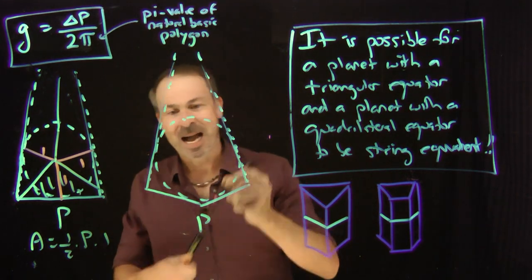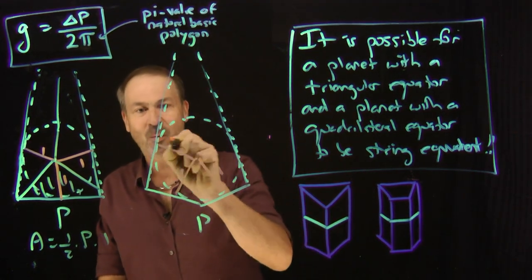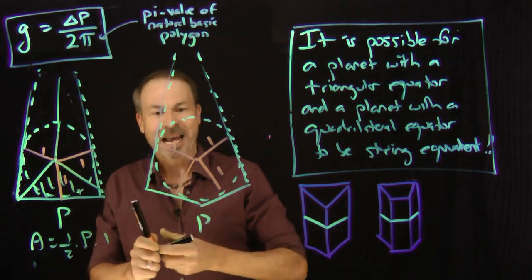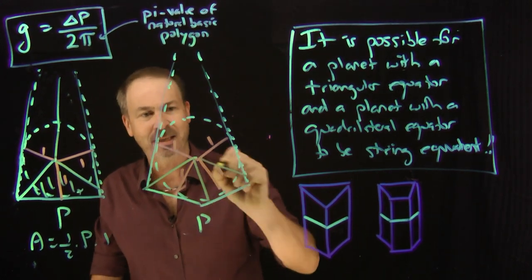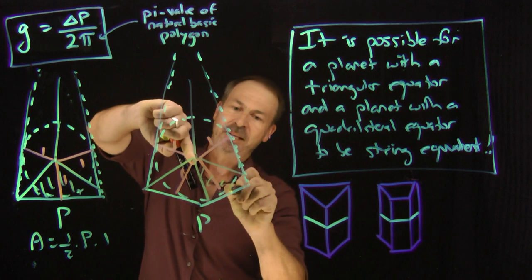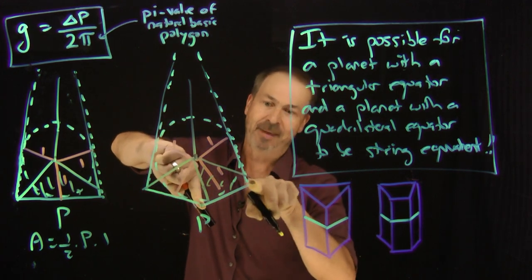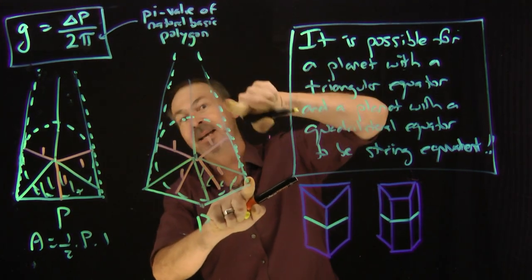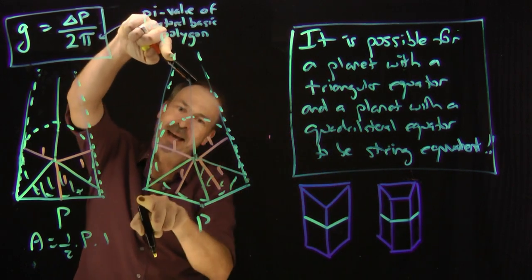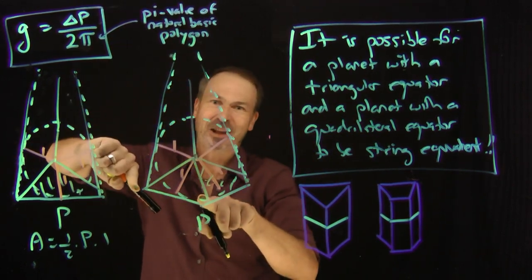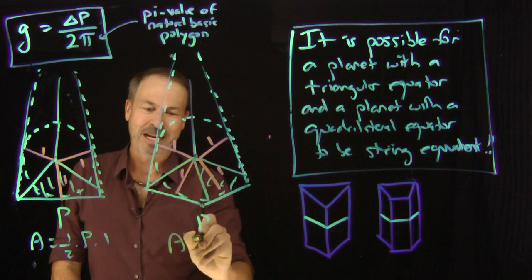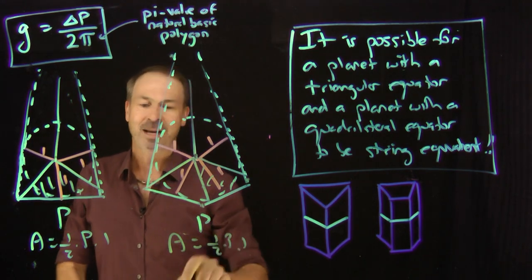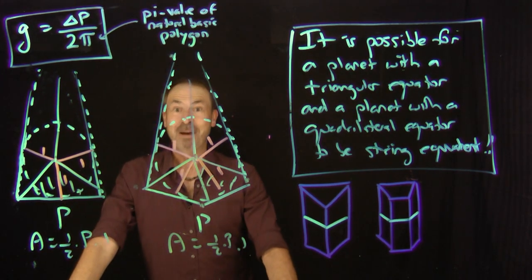Same token, one, one, one, one. To work out the area here, chop into triangles, as shown there. The area of this triangle is half the side length times one, plus half the side length times one, plus half the side length times one, plus half the side length times one. I've just added up all the perimeter. The area here is half P times one. They have the same area, half of P.